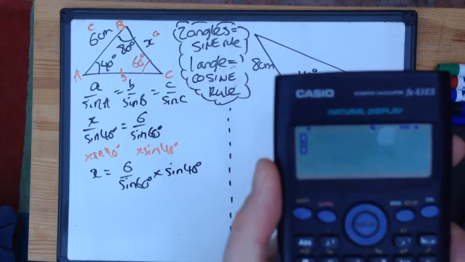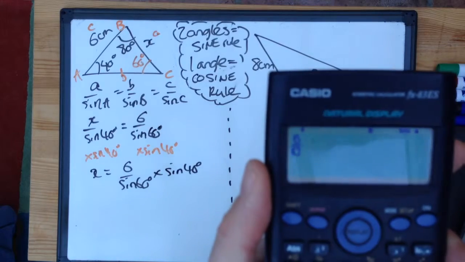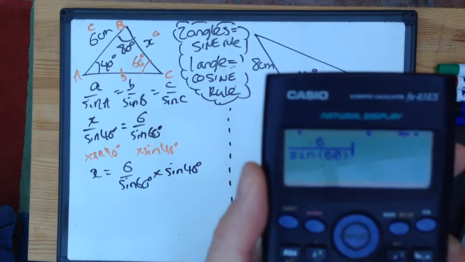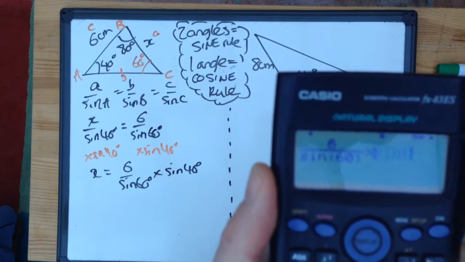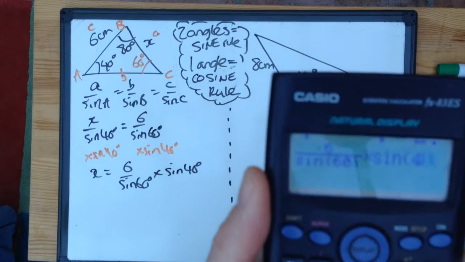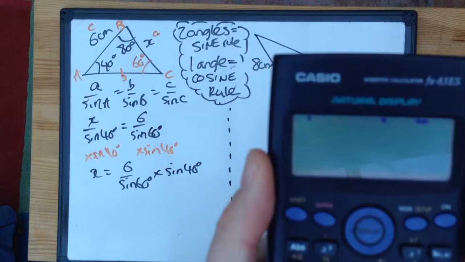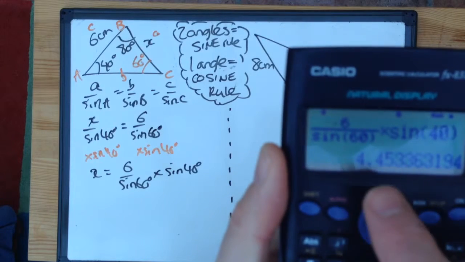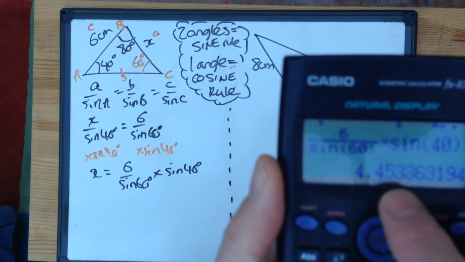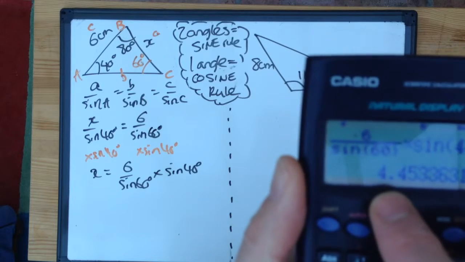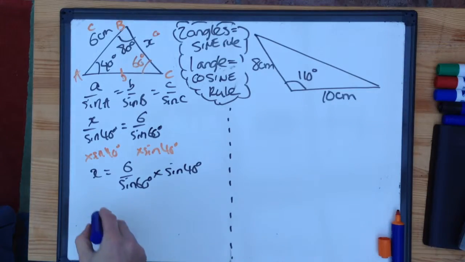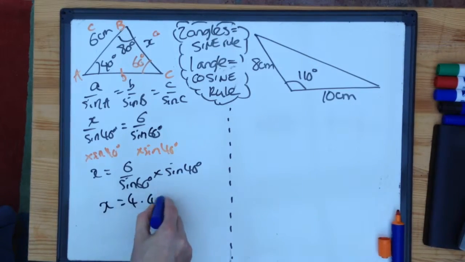So we've got 6 over sine 60, and then we want to multiply by sine 40, press equals, we get a huge long decimal. We want 3 sig fig, so the 5 is the third significant figure. The 3 doesn't change it, so our answer is x is 4.45 centimetres. So that's relatively straightforward.